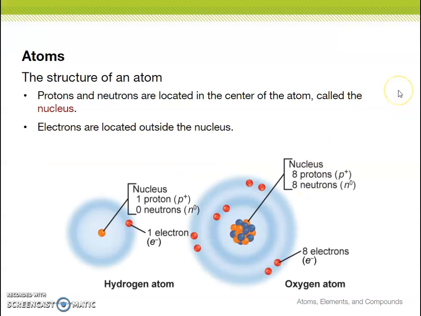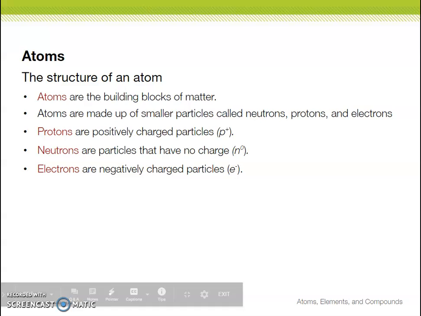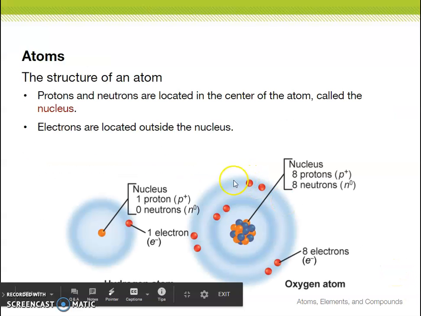The structure of an atom. Protons and neutrons are located at the center of the atom, called the nucleus, and electrons are found outside that nucleus. There are different terms to describe the area where electrons are found. They can be called levels, shells, electron cloud. They all mean the same thing. They are found outside the nucleus in this region here.